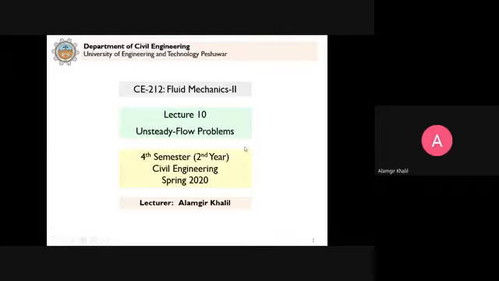Okay, so Bismillahirrahmanirrahim. This is lecture number 10, Unsteady Flow Problems. Today we are going to start another chapter. This is chapter number 12 in our textbook, Unsteady Flow Problems.